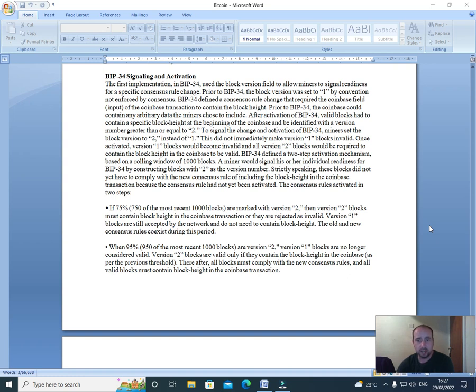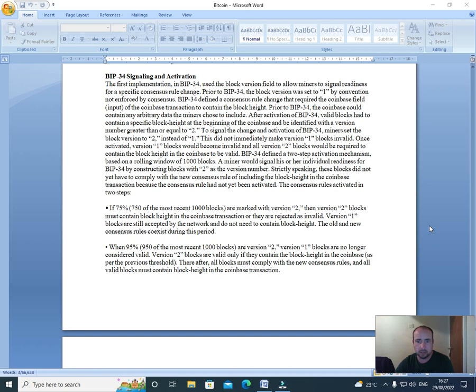To signal the change and activation of BIP34, miners set the block version to 2 instead of 1. This did not immediately make version 1 blocks invalid. Once activated, version 1 blocks would become invalid and all version 2 blocks would be required to contain the block height in the coinbase to be valid.